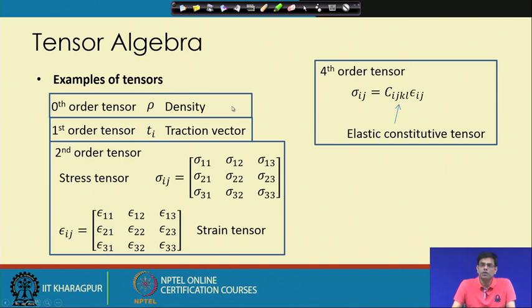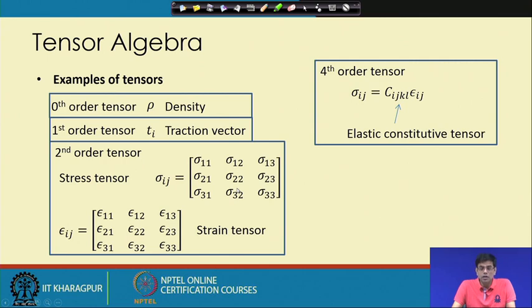Traction, those who have done solid mechanics, probably have heard. So, traction vector, velocity, these are first order tensors because these are vectors. Second order tensor, strain is a second order tensor because it has two subscripts. In the description also we write it with two subscripts. This is very important to know. So, stress and strain are second order tensors.